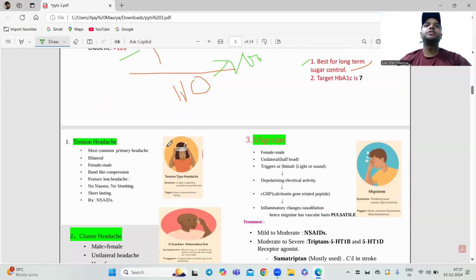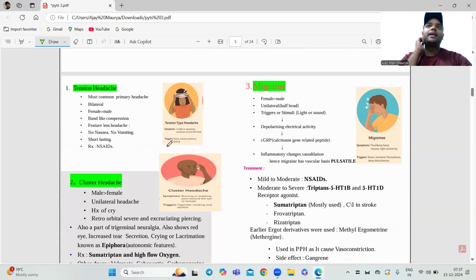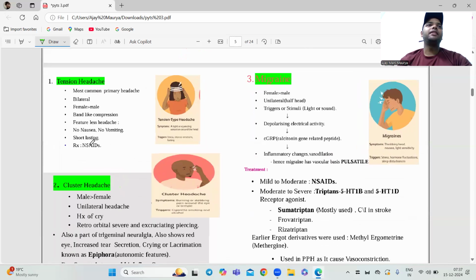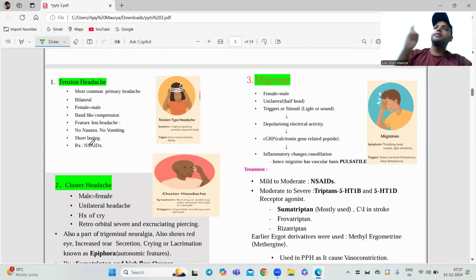Next one is the types of headache. See here, guys, there are three types of headache: tension, cluster, and migraine. Tension headache is the most common type of headache overall. Guys, tension headache is more common in females. What are the characteristics of tension headache?